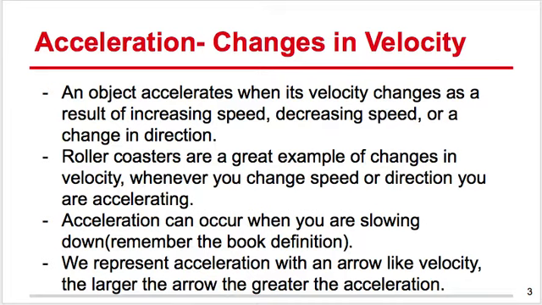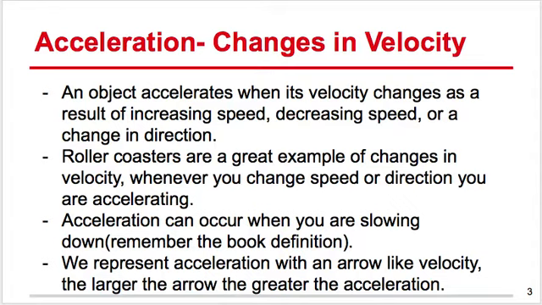Acceleration, or changes in velocity. An object accelerates when its velocity changes as a result of increasing speed, decreasing speed, or change in direction. Remember, those are the three things that can change velocity, and a change in velocity is acceleration. Roller coasters are a great example of change in velocity. Whenever you change speed or direction in a roller coaster, up, down, spinning around, slowing down as you're going up, going faster as you're going down a big drop, all those things are changes or are acceleration because they're changes in velocity.